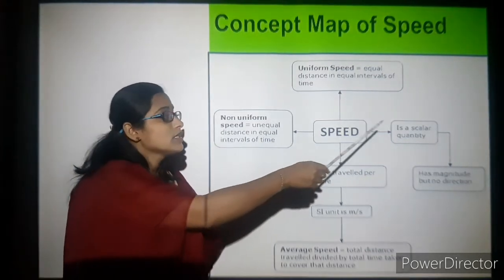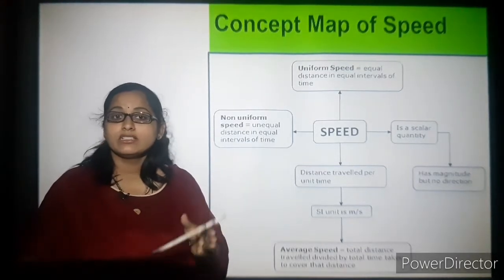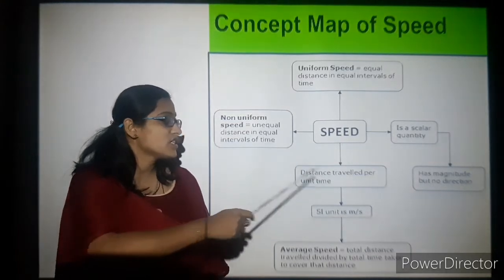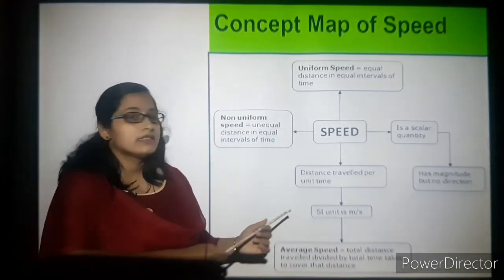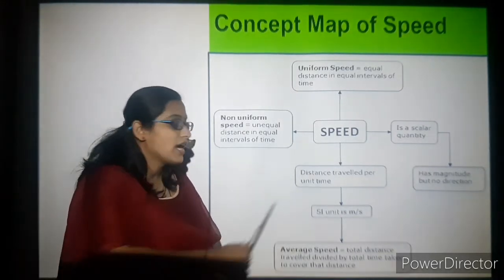Speed is a scalar quantity and has a magnitude, but it doesn't have a direction. Speed is distance travelled per unit time. What is its SI unit? It is meter per second, or m/s.